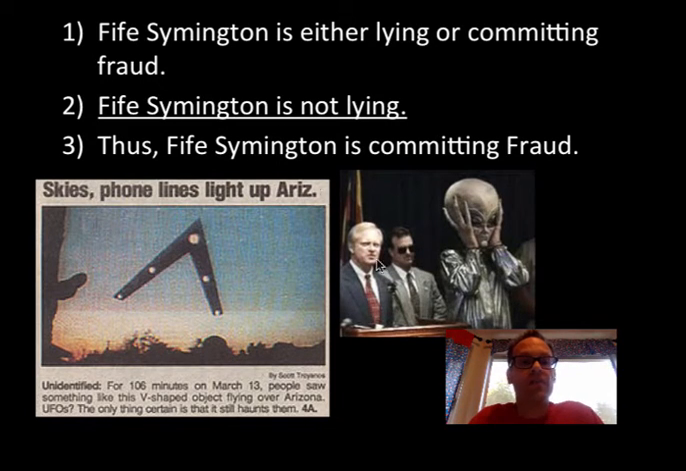So, Fife Symington saw this UFO and then later made a joke about it at a press conference. But let's just forget about that. We have two premises and a conclusion. So we have one thing that we're trying to prove, that's the conclusion, that's number 3, and then we have 2 reasons to support it. I'm going to ask you whether or not this is valid and whether or not it's sound. Okay, premise number 1. Fife Symington is either lying about seeing a UFO or he's committing fraud. Fife Symington is not lying about seeing a UFO, right? Thus, Fife Symington is committing fraud. All right, so how does this work?